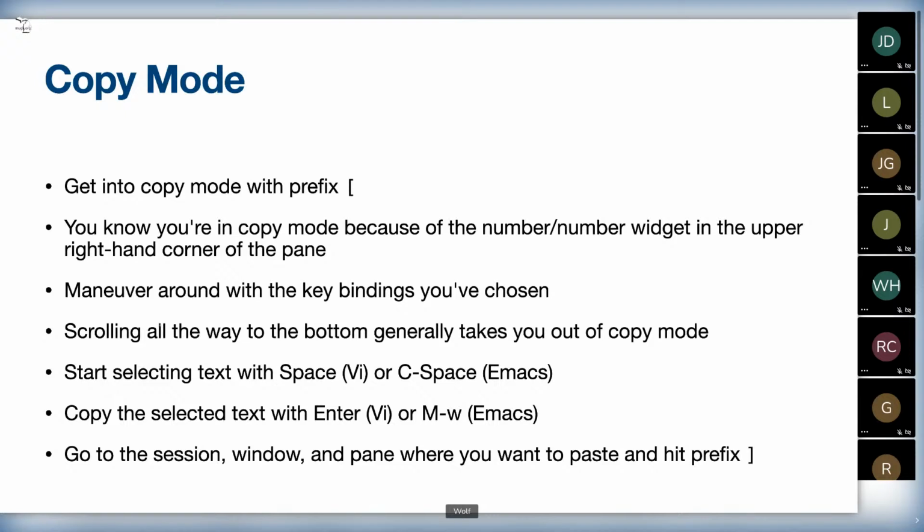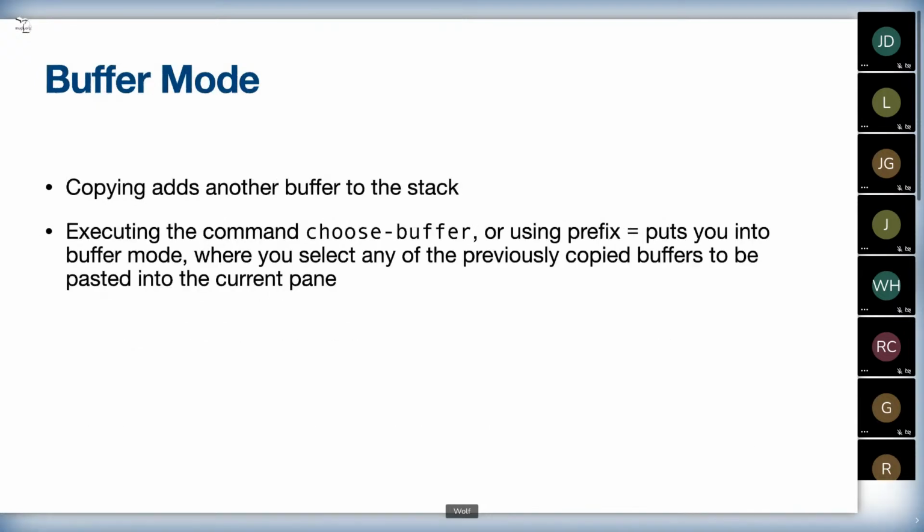Then Enter in VI mode copies the selected text. Alt-W in Emacs mode copies the selected text. Then you go wherever you want to paste it, and you paste it by hitting prefix square bracket. And then buffer mode: every time you copy, it adds another buffer to the stack, and executing the command choose buffer, or using prefix equal, puts you into buffer mode where you can select any of the ones that you've copied and paste it right where you are.